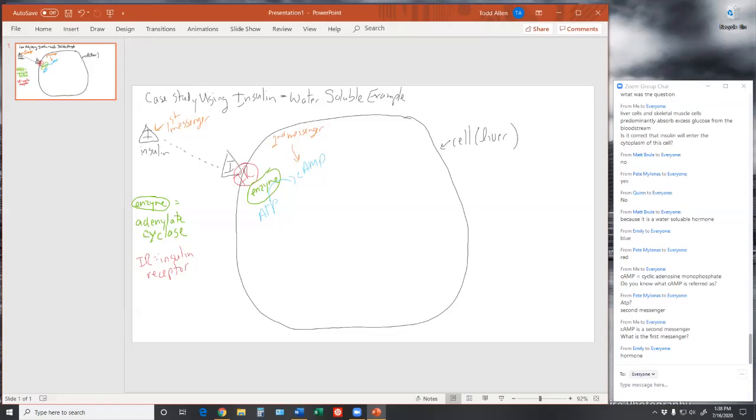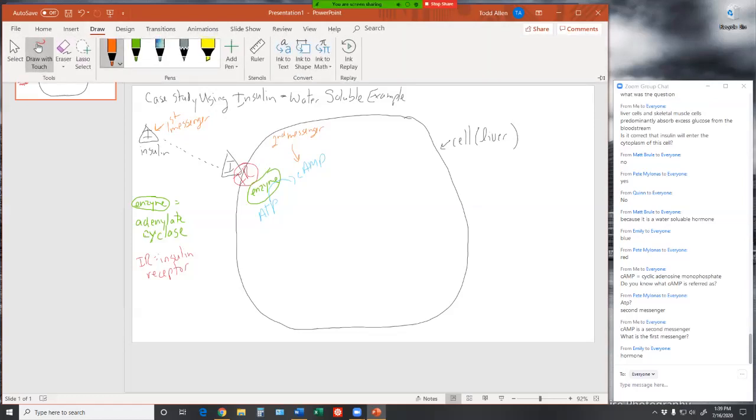Questions right now? Okay, let's see how you're doing here. Remember, you had a meal, blood sugar spiked, so insulin was released into the bloodstream. Insulin binds to an insulin receptor molecule, which then activates production of cyclic AMP, the second messenger. So what's going to happen next? What's going to happen next is the following.